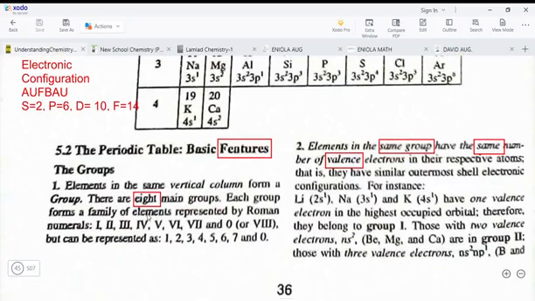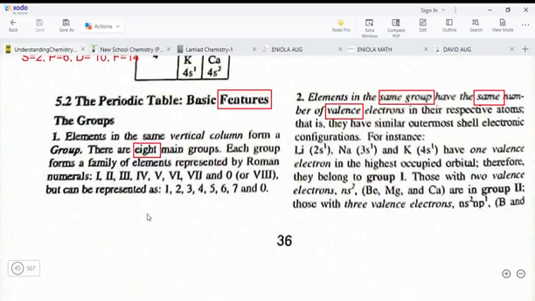Now let's move to the basic features of the group.